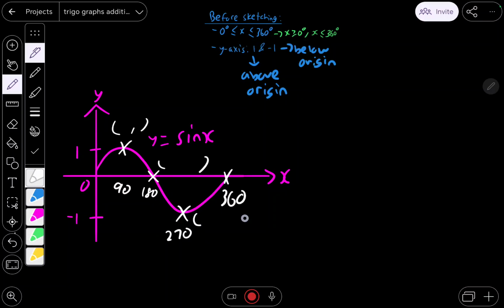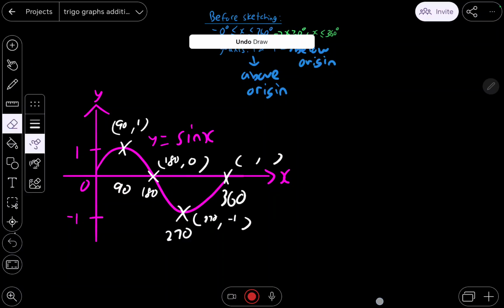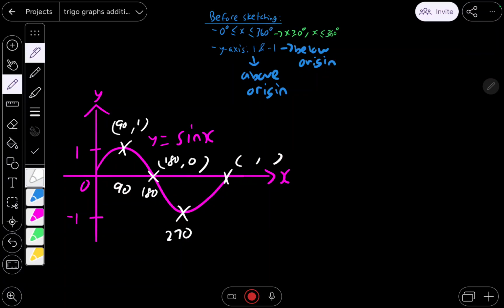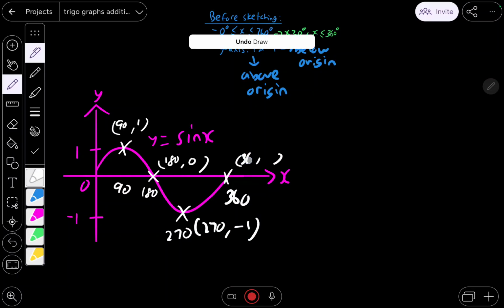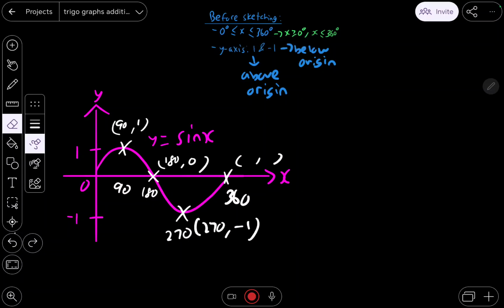Okay, so right here, yeah. So we know this is a 90, 1. We know that this is a 180, 0. 270, -1, sorry, hold on, yeah. I keep thinking that the smaller value is the x coordinate, my fault. So this is 270, comma, -1, and 360, 0. Hold on, let me make my bracket bigger.